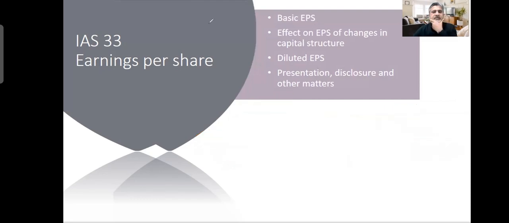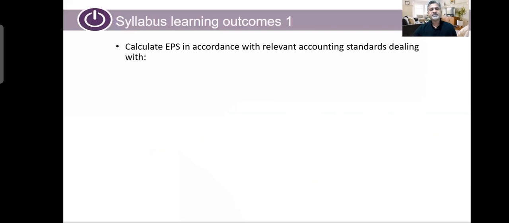So let's see the topic list which we have: basic EPS, and then diluted EPS. These are the two types of EPS we learn how to calculate. Then effects on EPS of changes in capital structure, we are going to discuss. And there are some others, like the effect of bonus issues and rights issues on EPS. So, syllabus learning outcomes: calculate EPS in accordance with the relevant accounting standard, dealing with bonus issues and full market value issues.